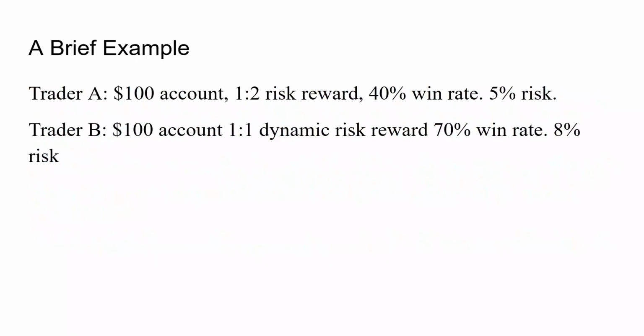Trader A has a $100 account, he uses a 1 to 2 risk to reward ratio and a 40% win rate, and he risks 5% per trade. Trader B starts with $100. He has 1-to-1 dynamic risk. So 1-to-1 is just where he starts. That's not where he stays. And he has a 70% win rate, and he risks 8%. Now you might be wondering, well, why does the 1-to-1 guy have a higher win rate?